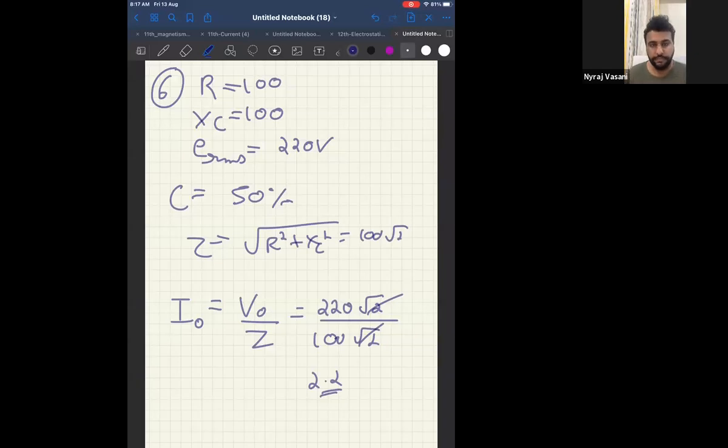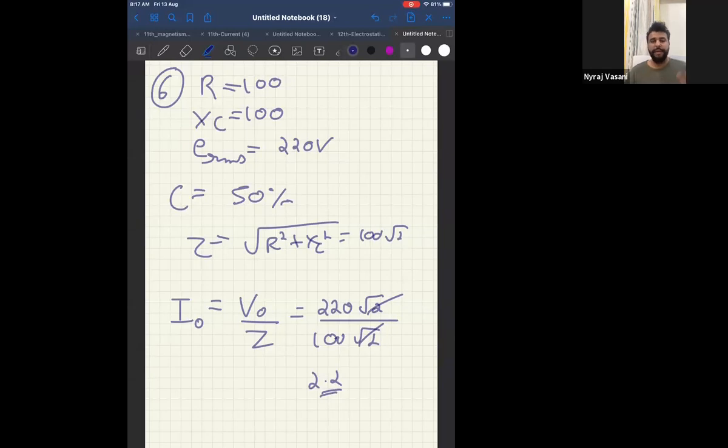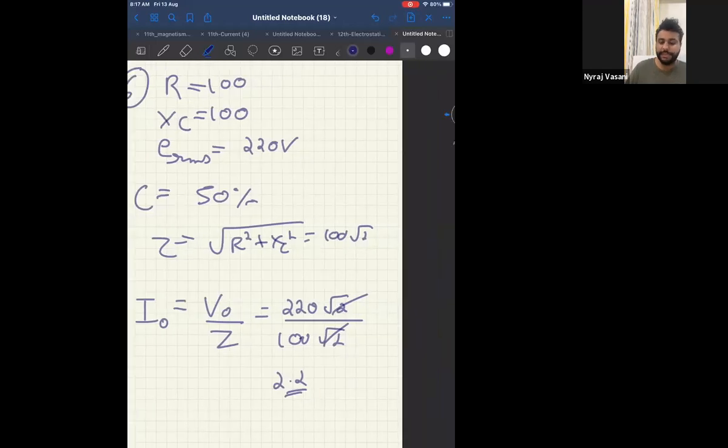Got the answer? Yes. See, there's nothing great in this. There's only playing with words. Akhilesh, when displacement current starts, it is 50%. That is why you don't have to do anything with that data. You have to just take it out. Because in our formula, we never use C. We use only XC. That is how they confuse you. Next question.